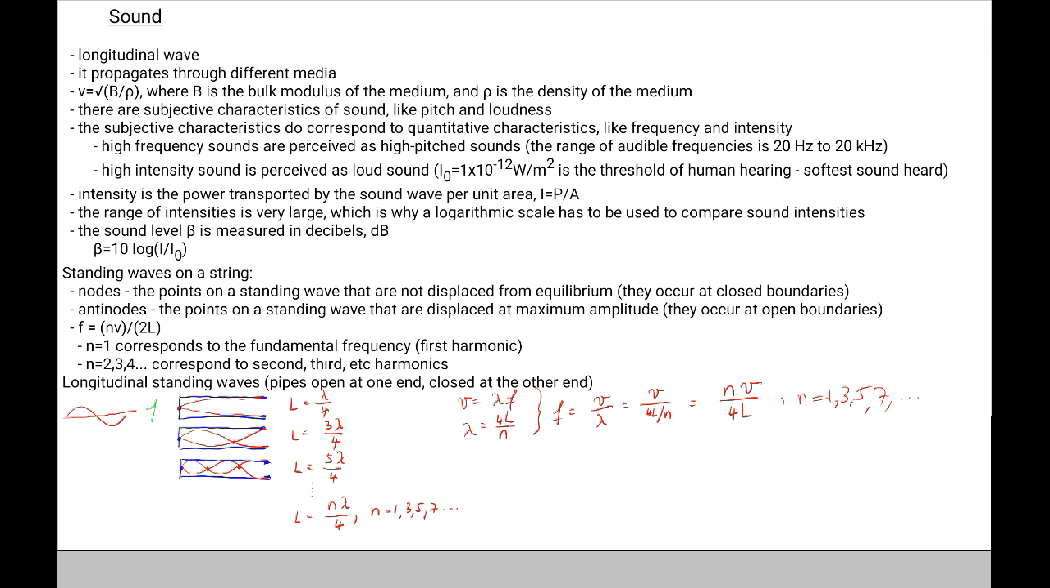So back in the diagram here, we would have F1, F3, F5. So F1 is the fundamental frequency or the first harmonic. F3 is the third harmonic. F5 is the fifth harmonic. So longitudinal standing waves where the pipe is open at one end and closed at the other do not have second, fourth, sixth harmonics. It only has odd numbered harmonics.